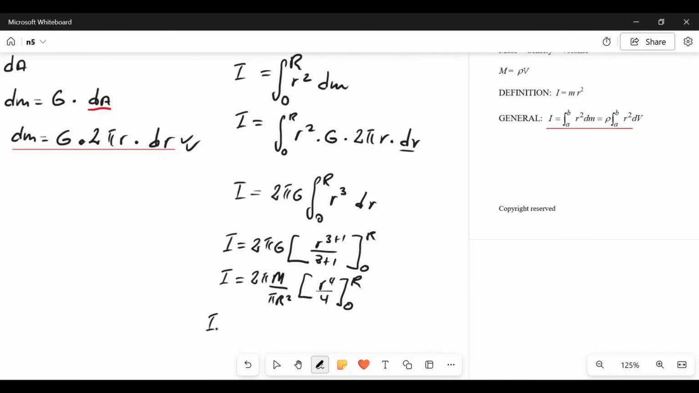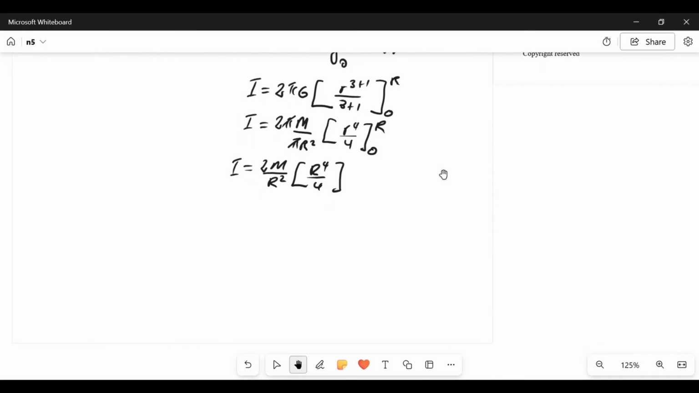All right, so before we continue though, we have pi and pi. So we actually are left with 2m r squared. Now that we substitute the smaller r with the bigger r, remember the outer is the bigger r. So it's going to be r to the power of 4 divided by 4 there. Then you can leave it like this because the other bracket of the lower limit is going to give you 0 anyway. So let's create some space again.